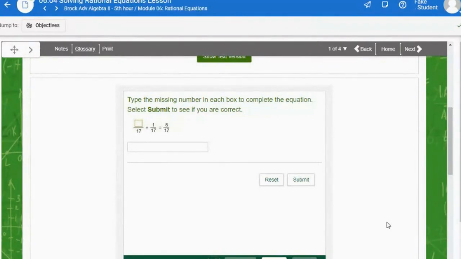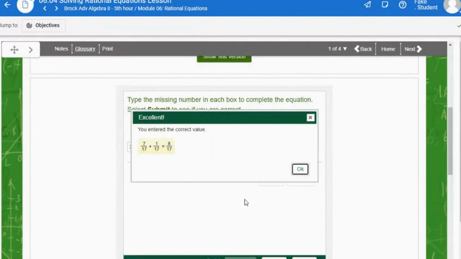Do you remember how to add fractions? If you have the same denominator, you just add the numerators. You can totally ignore the 17s because they're all the same. So blank plus 1 equals 8. Elijah's not going to be fooled. Yes, 7/17 plus 1/17 equals 8/17.